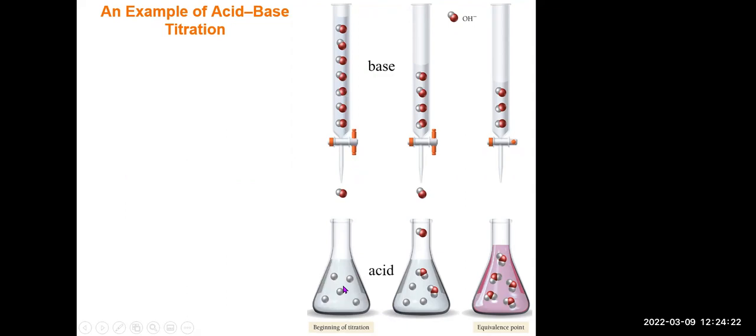You can also use a beaker. Typically, you will use this long skinny container called the burette for the other reagent. So you control how much you add them together until they are both used up. So that's called the equivalent point.